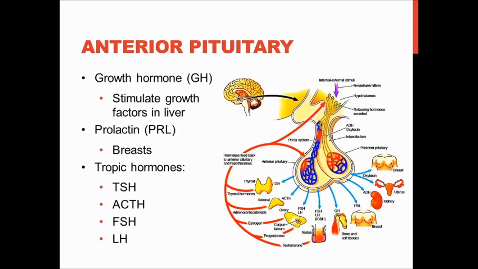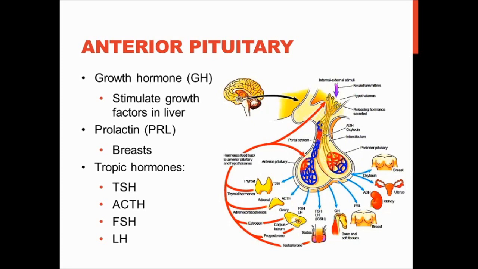The anterior pituitary produces a lot of the hormones in your body. It produces growth hormone, which, as you can imagine, allows people to grow. It stimulates growth factors in the liver, so the liver also produces growth factors that help your muscles and bones grow, especially throughout puberty. Prolactin is produced here. It can be abbreviated PRL. That might be good to know for later on. Its target tissue is the breast, and it allows milk letdown when a woman is lactating after pregnancy. The anterior pituitary also produces tropic hormones.